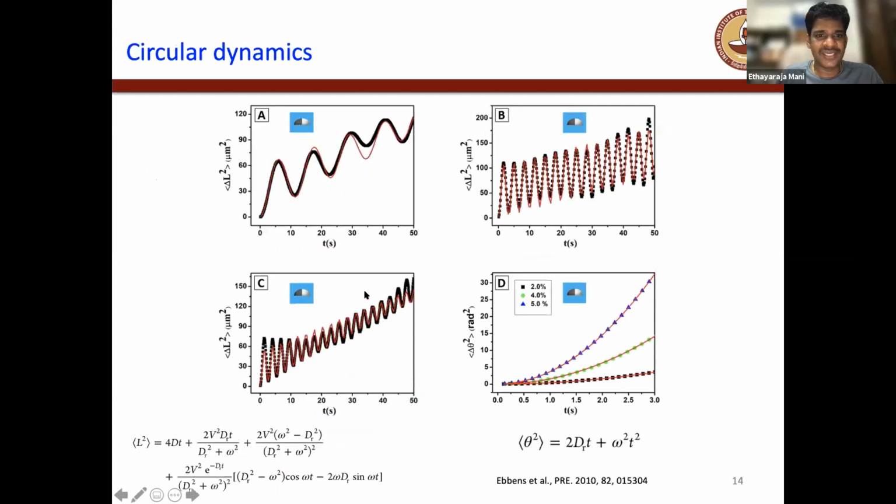Also, you can look at the circulatory motion that I was talking about. Again, you can analytically solve this problem using Langevin dynamics, and what we found experimentally for the mean square displacement could be very nicely explained by this theoretical model that is out there. All right, so moving on.